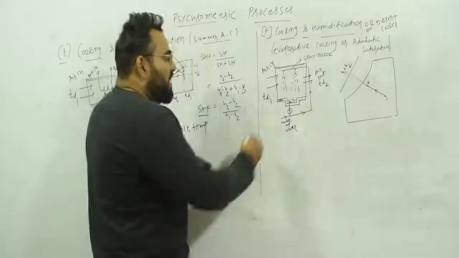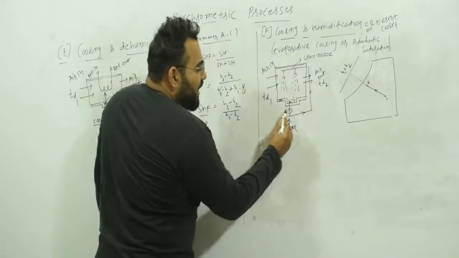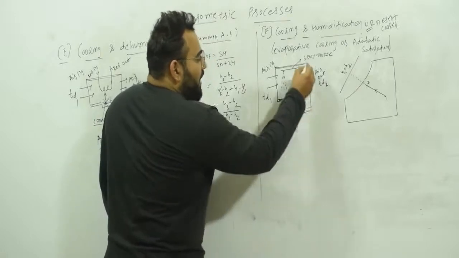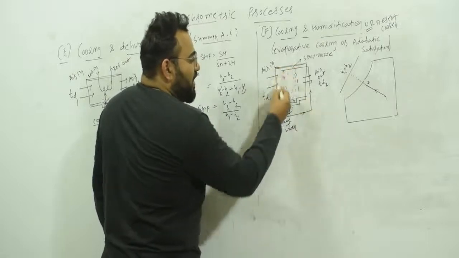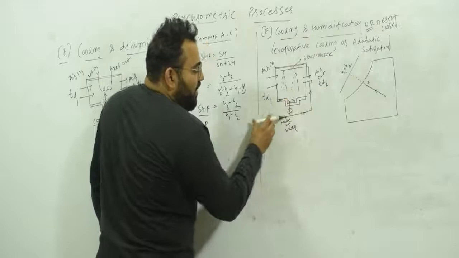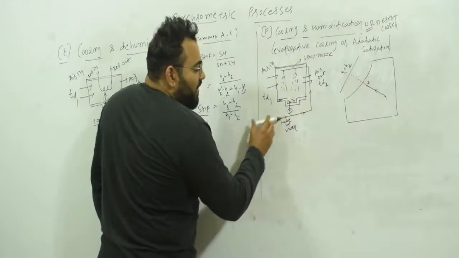Okay, and you can see that the water spray is happening over here, and whatever water is falling down is again pumped, and again it's falling over here. So this is how it is recirculated. And if the water quantity is less, then we can do makeup over here. That's why I've written makeup water.